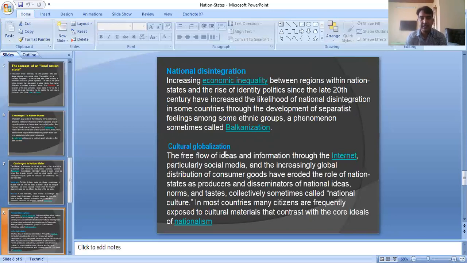Cultural globalization. The free flow of ideas and information through the internet, particularly social media, and the increasing global distribution of consumer goods have eroded the role of the national state as a producer and dismantler of national ideas, norms, or tastes. So now we have a global culture. If you look at the people of different countries who are living in those countries, they feel that they are part of an international culture.